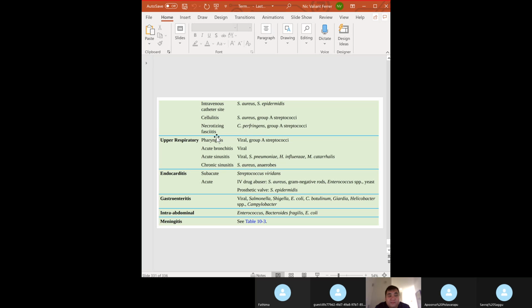For upper respiratory pharyngitis, it's always viral. For chronic sinusitis, S. aureus. Endocarditis: subacute, Strep viridans. Acute, if there are IV drug users, S. aureus, gram-negative rods or Enterococcus. If it's a prosthetic valve, then Staph epidermidis. For gastroenteritis, mostly viral. You should know all of that. For intra-abdominal, think about your gram-negatives, right? Your Enterococcus, Bacteroides, and E. coli.